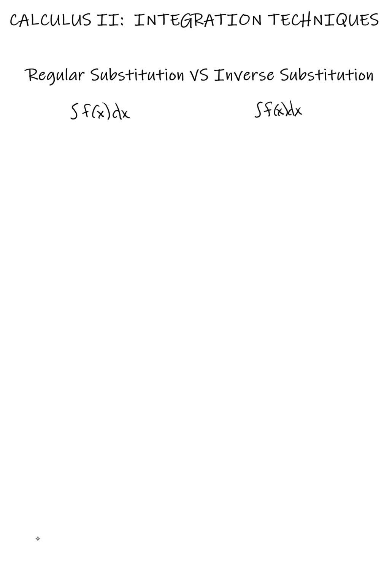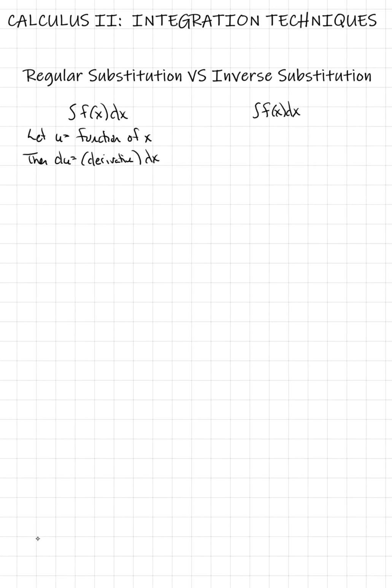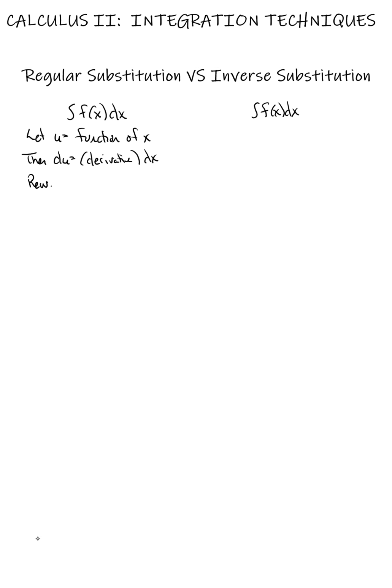For regular substitution, if we're integrating f of x dx, the first thing we'll do is let u equal some function of x. And then du is some derivative, of course with dx, chain rule and all. Once we've come up with u and du, then we will rewrite our integral in terms of u.